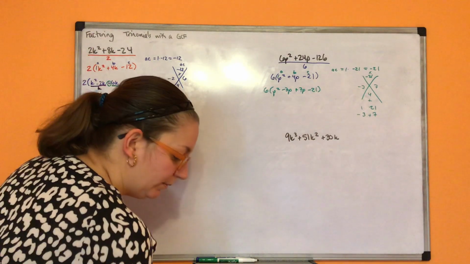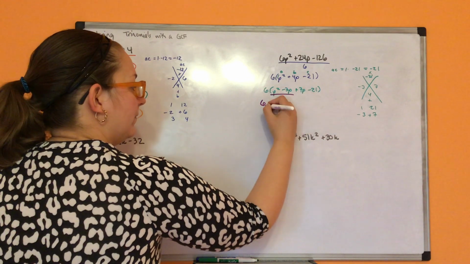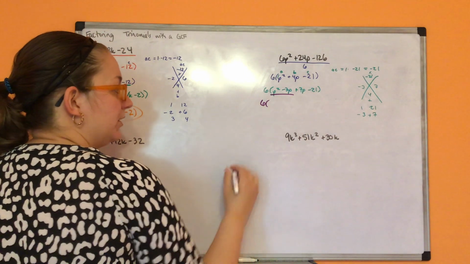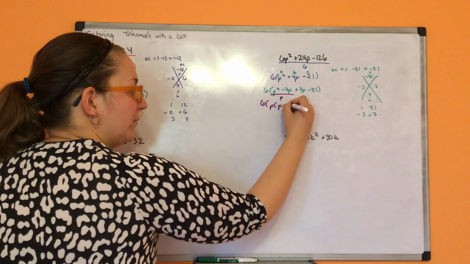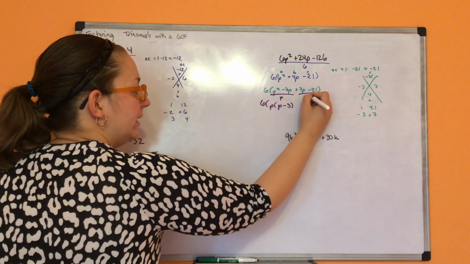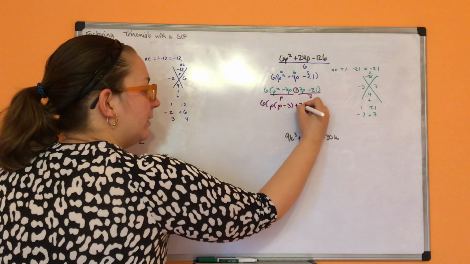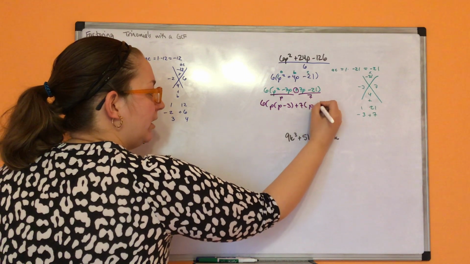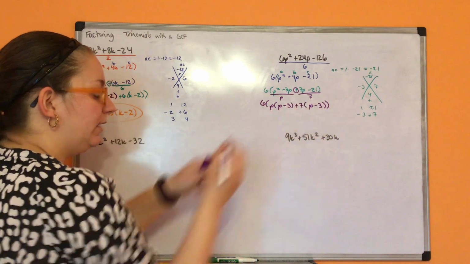Now we do our factoring by grouping. GCF 6 hangs out in front. The GCF of the first half is just p. When I divide by p, I get p minus 3. GCF of the second half is 7. It'll be positive because we have a plus sign here. When I divide by positive 7, I get p minus 3. These match, which is good. That's exactly what I needed.